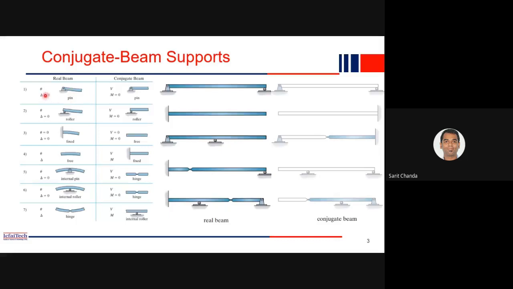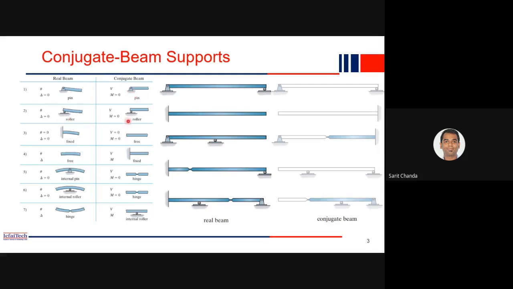So this is a real beam, and this is a pin joint, or hinge joint. At a hinge joint, deflection is zero, but slope is not zero, as we already discussed in the earlier classes. So slope at this point is not zero, whereas deflection is zero. But in the conjugate beam, deflection is equivalent to moment. So moment is zero, but slope is not zero, so shear force has some value. That's why it is the same pin support.